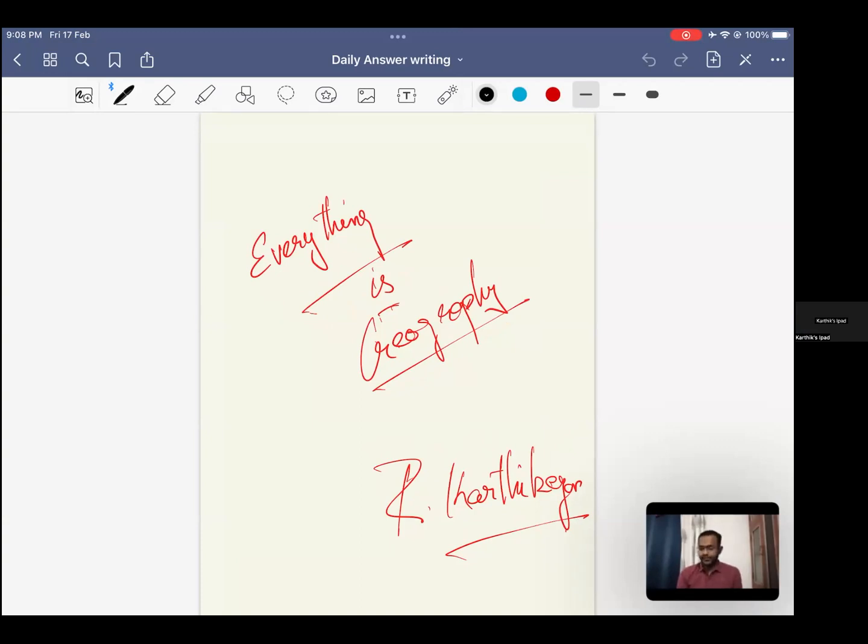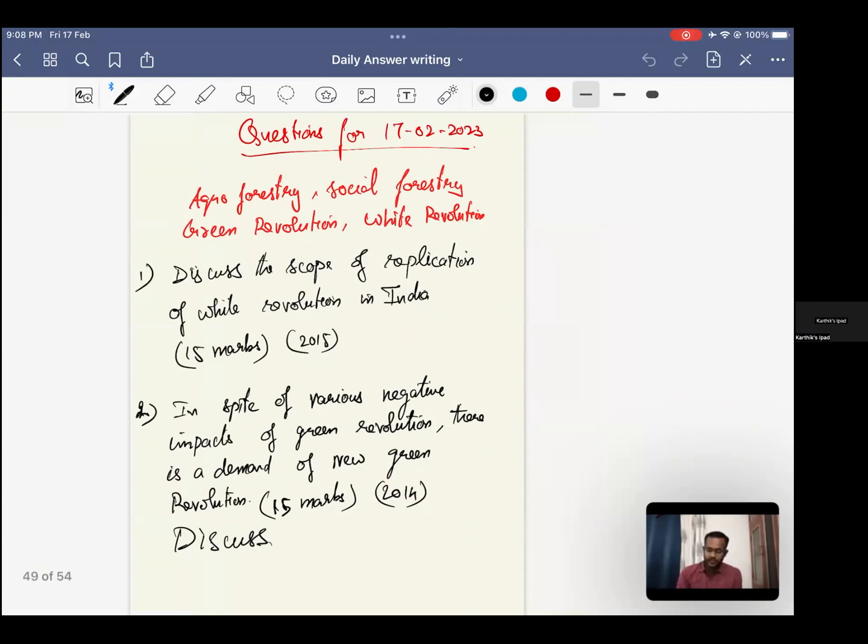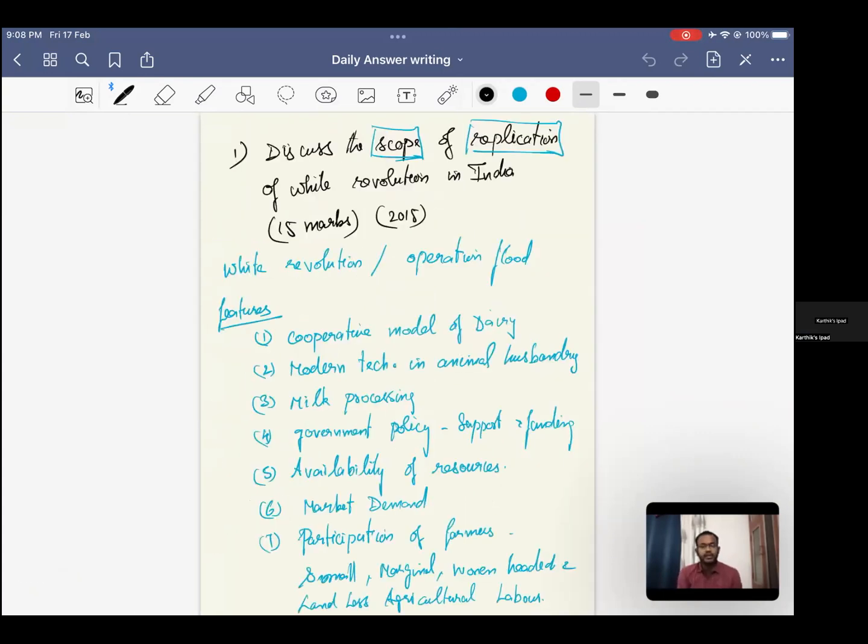Good evening. So we will be discussing the syllabus: agroforestry, social forestry, green revolution and white revolution for today. Then the two questions. Question number one, discuss the scope of replication of white revolution in India. See, they have been asking about only two things here.